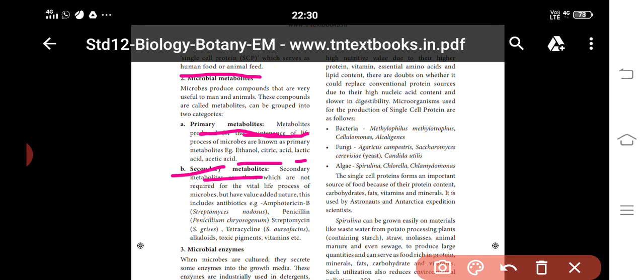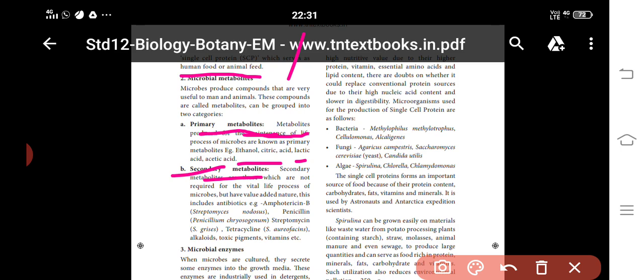All these acids we consume in everyday life. Some of them are taken into our body, for example ethanol from the brewing industries. Next one is acetic acid. Some of the fruits contain citric acid. Lactic acid is present in milk. Acetic acid is present in some of the fruits. So that is primary metabolites, which help human life.